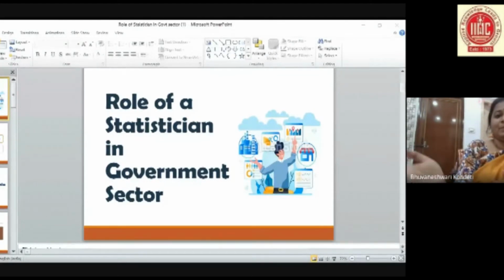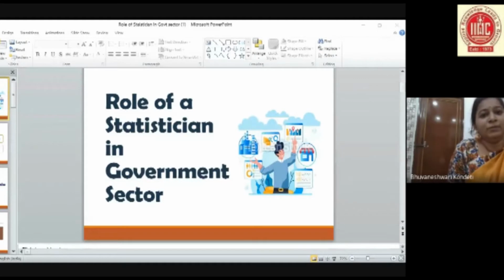For the smooth functioning of the government, or for the reduction of poverty, for the welfare of the people, many schemes are being implemented these days, like Raitu Bandhu, Raitu Bima, and recently they introduced Dalita Bandhu, and previously they introduced many schemes in Telangana like Kalyan Lakshmi, Mission Bhagiratha. In each and every scheme, statistics is a backbone.